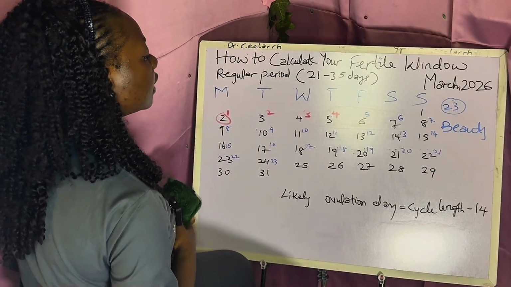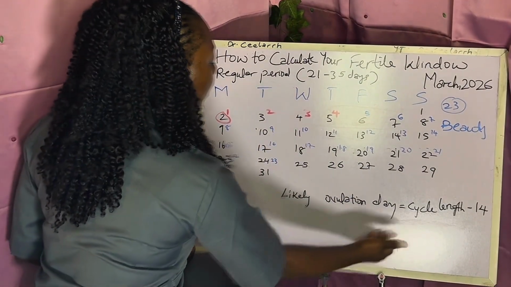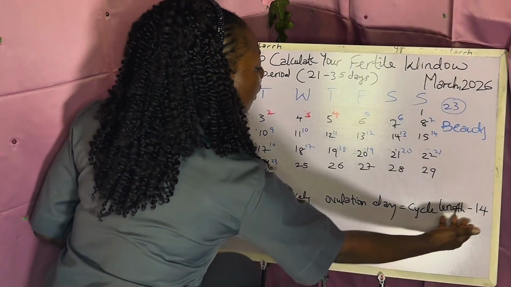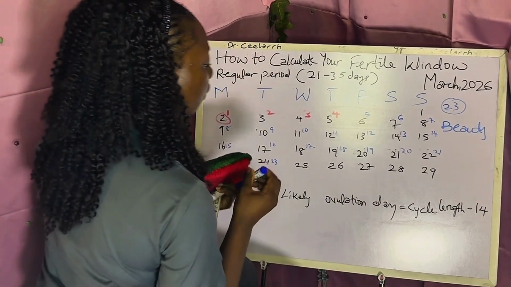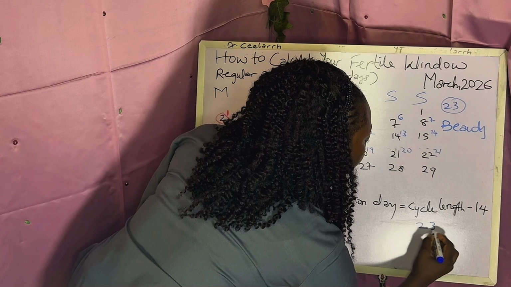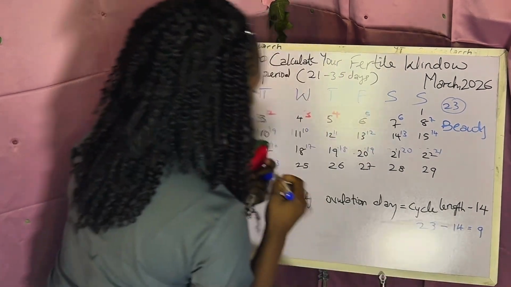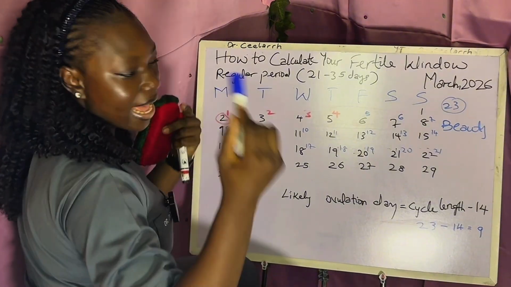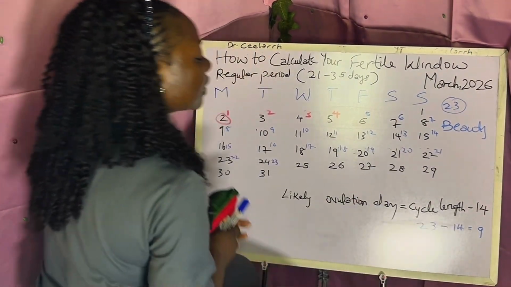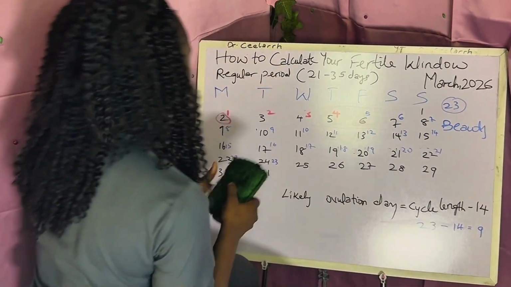So let's calculate and see. Since we said likely ovulation day is cycle length minus 14, so that's what? 23 minus 14, and that will give us 9. Can we see that we are going higher? Because it is 9, she's likely to ovulate on the 9th day of her cycle.